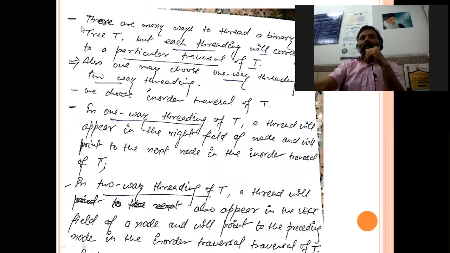Now, there may be several ways for the threading. There are many ways to thread a binary tree, but each threading will correspond to a particular traversal of the binary tree. You may choose any one, but suppose we are having the in-order traversal. Again, there are two ways. One is known as one-way threading, another one is two-way threading.